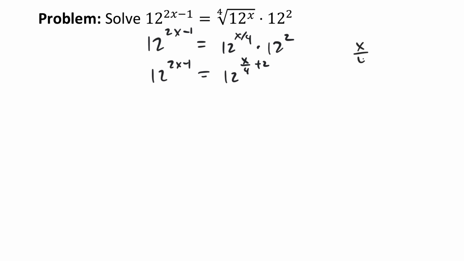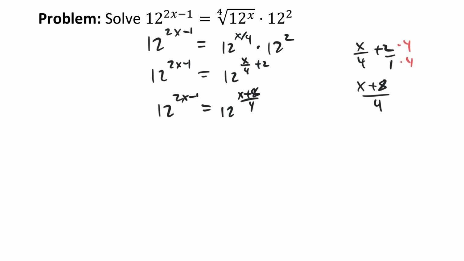So you might want to do that on the side. Put it over 1 times 4 times 4. So x plus 8 over 4. So 12 to the x plus 8 over 4 equals 12 to the 2x minus 1. Drop the base. And here's where the algebra is a little nasty. So I would recommend we clear the 4 by multiplying both sides by 4. You don't have to, but this is probably the nicest way to do it.